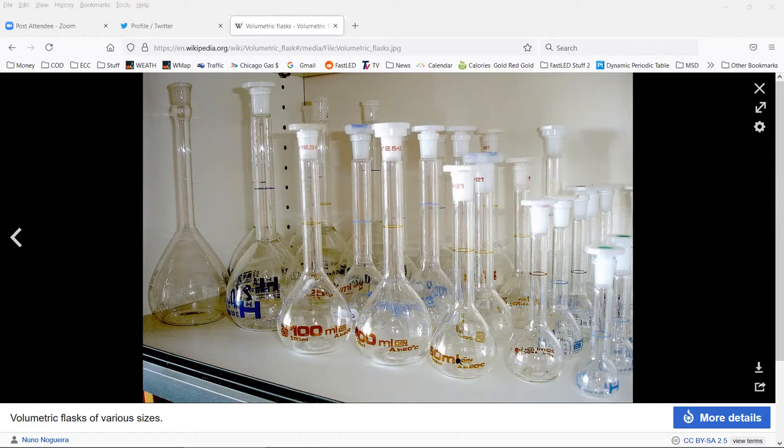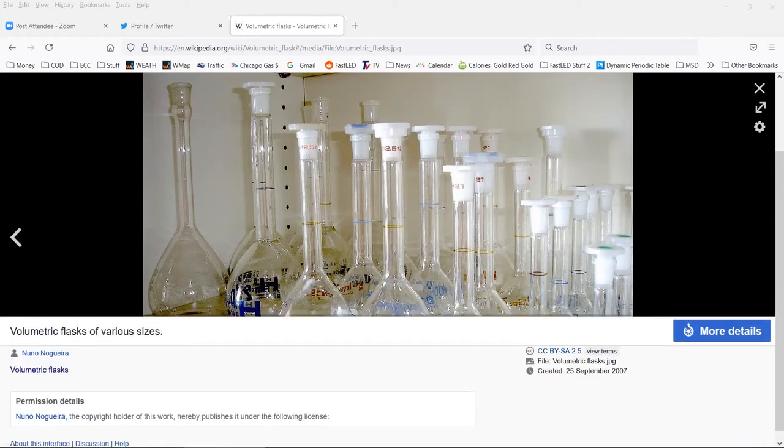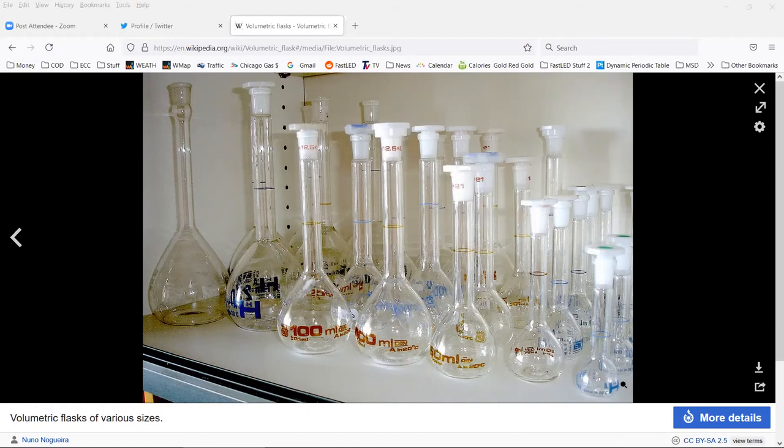All right, these are volumetric flasks, and the tinier ones are so cute. I have a couple of 5 milliliter ones on my coffee table in my living room with other things. I'll take a picture and show you that. They're so cute. Now you know I'm a chemist.